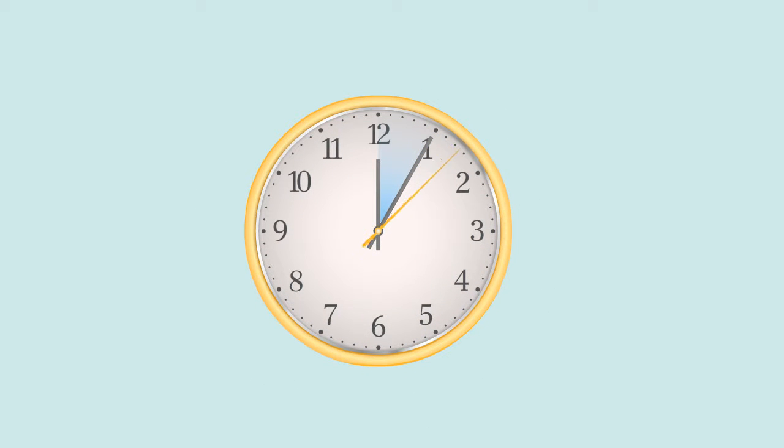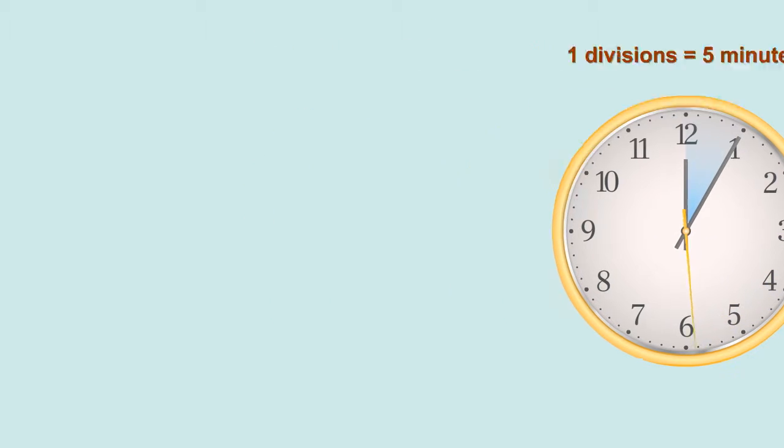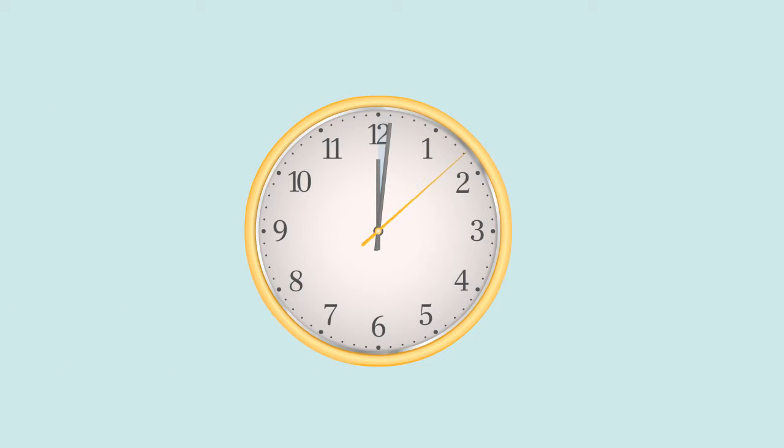As you can see here, when the minute hand moves from one number to the other, that is, in one division, it covers 5 minutes. That means the minute hand covers 1 minute when it moves from one small division to the next small division. As you can see here.